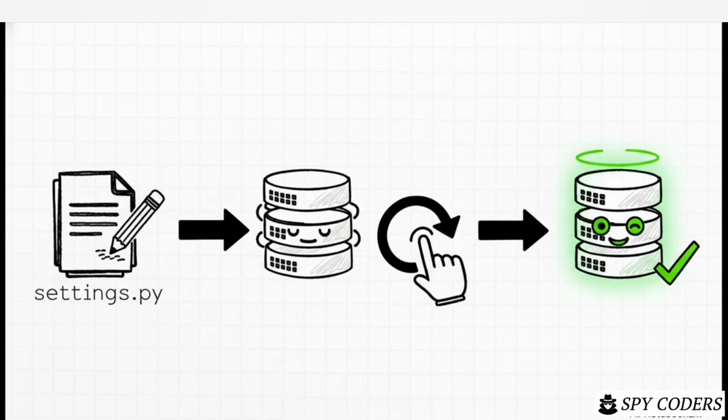And this next part is so crucial. I can't stress it enough. Anytime you make a change to your settings.py file, the Django development server won't see it until you restart it. So just hit Control-C in your terminal to stop it, and then run the runserver command again.